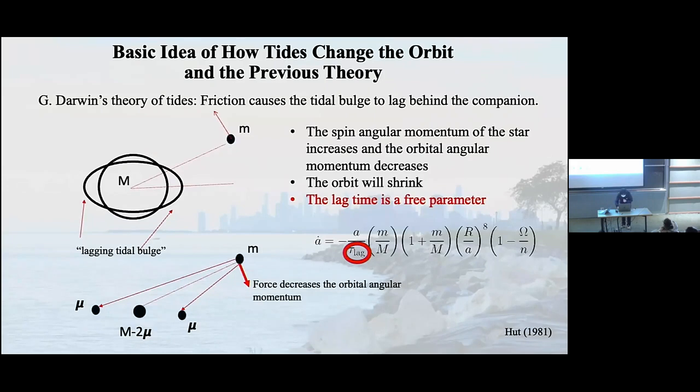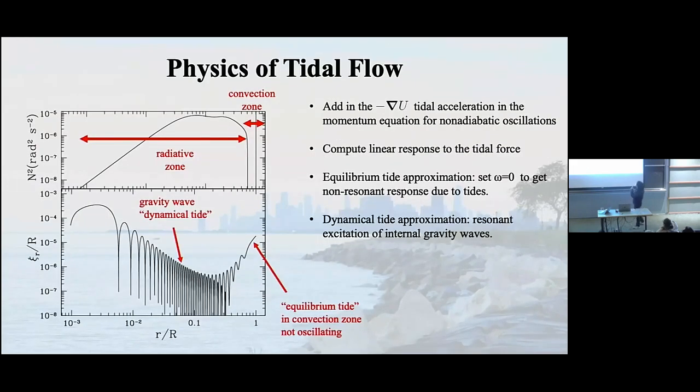Okay, the next one is the physics of the tidal flow. Asteroseismology usually refers to the self-excited modes inside the star, which can be analogous to simple harmonic oscillators. But the tidally forced oscillation is just forced oscillation. So what we do here is add an extra forcing term in the fluid momentum equation and solve it numerically.